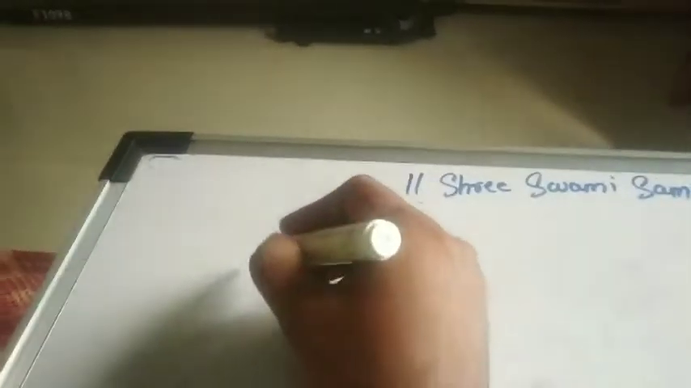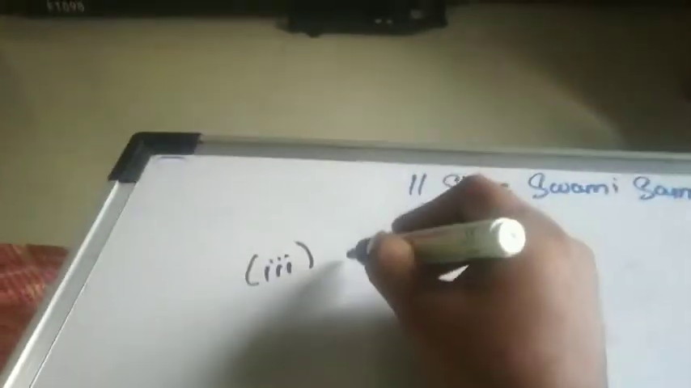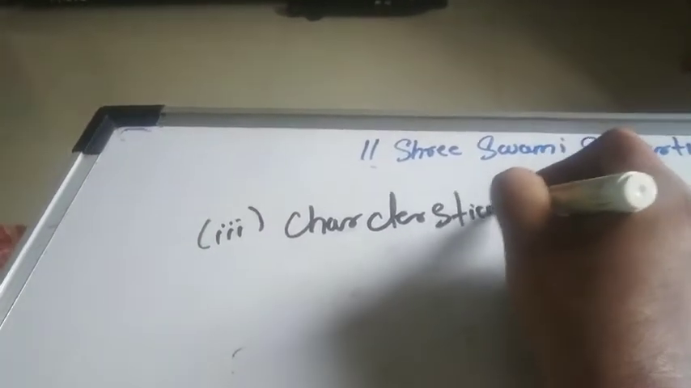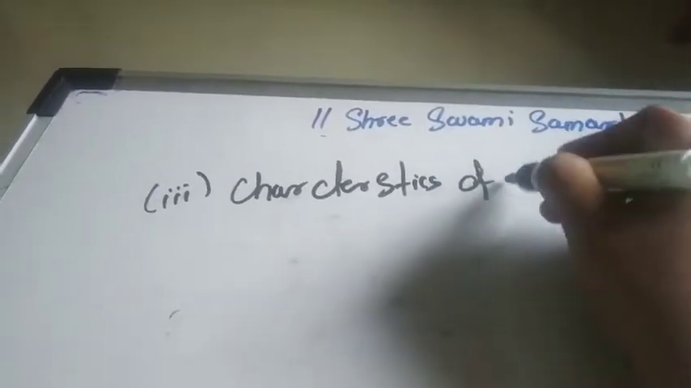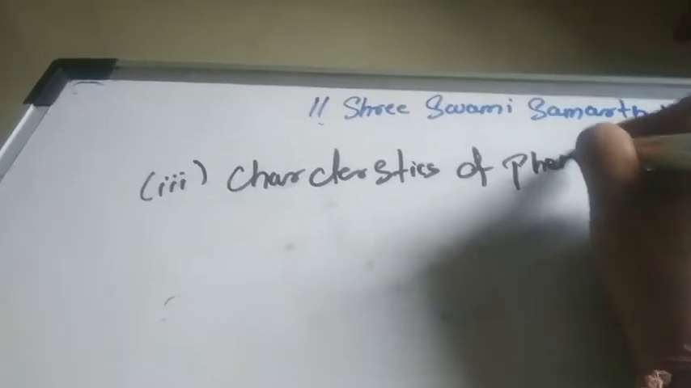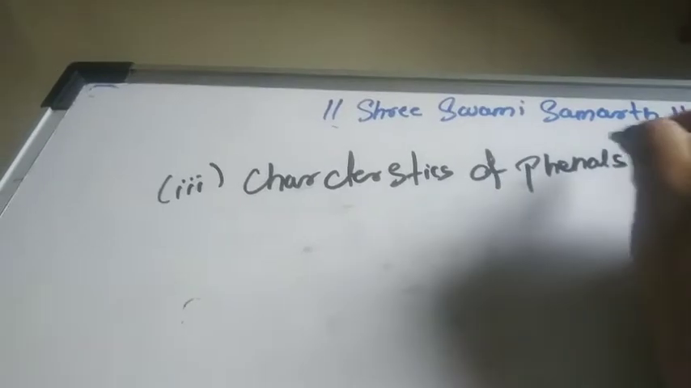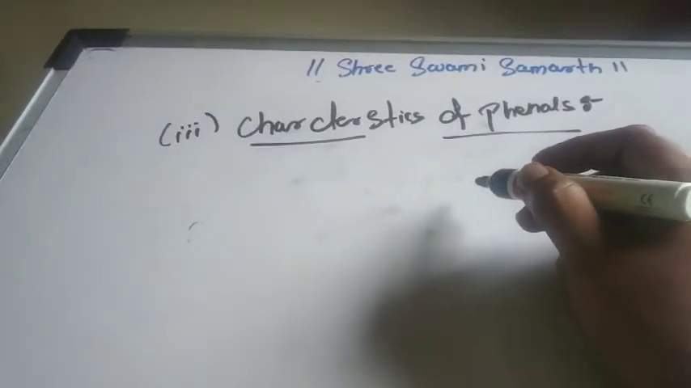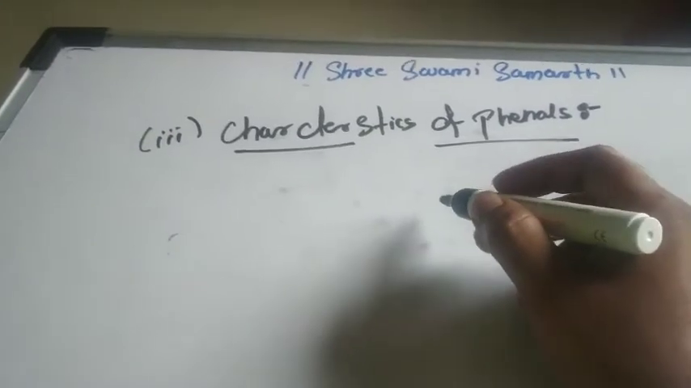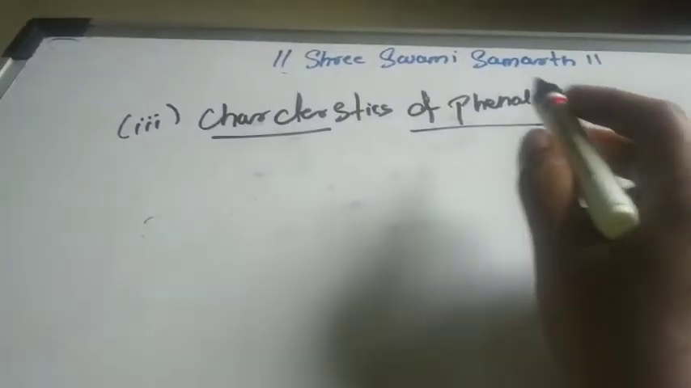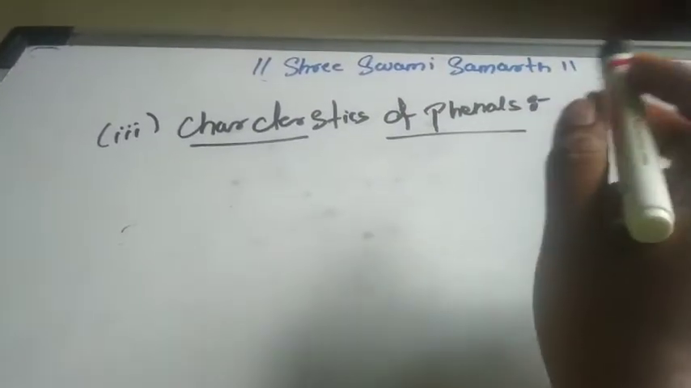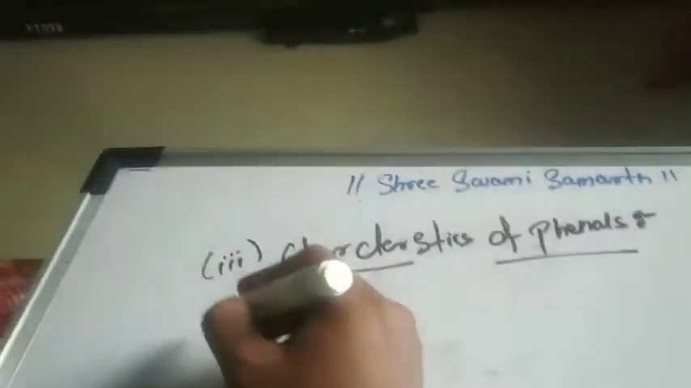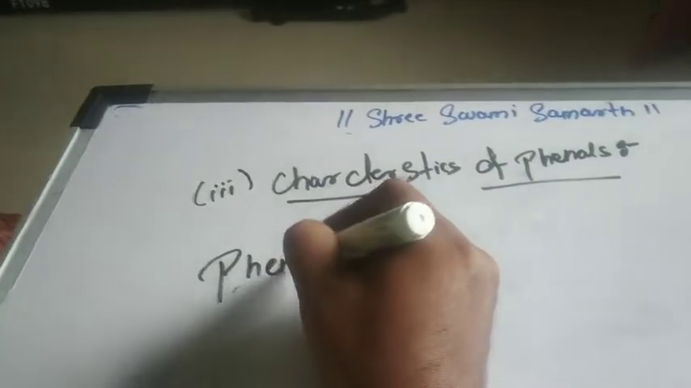Okay, now we are going to talk about the third test, the characteristic test of phenols. Phenol reacts with neutral ferric chloride solution to give a deep purple, violet, or green colorization of ferric phenoxide. You can note it down.